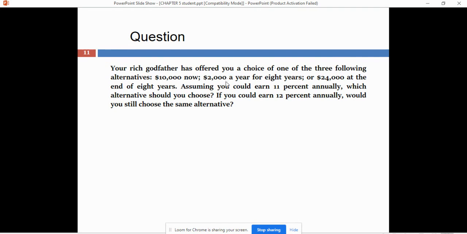Because 2,000 a year gives you a present value annuity of 9,936, and the 24,000, the present value would be 9,696. All right, so 10,000 is the highest among the three options. All right. So your answer is 10,000 now. For 11%, it is 24,000. But when it's 12%, your option is different, right? So 10,000. Okay, so let's move on.